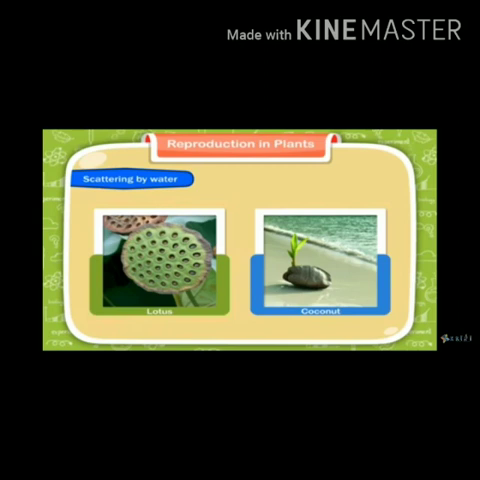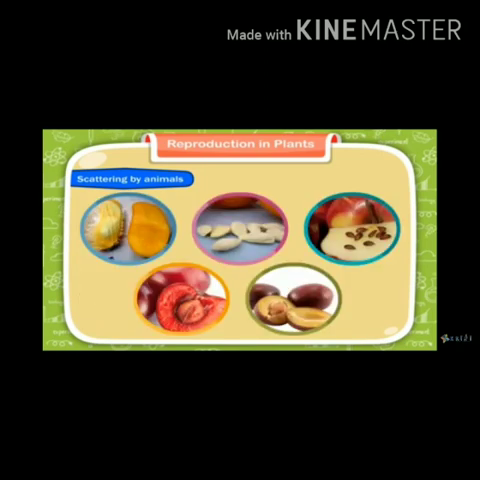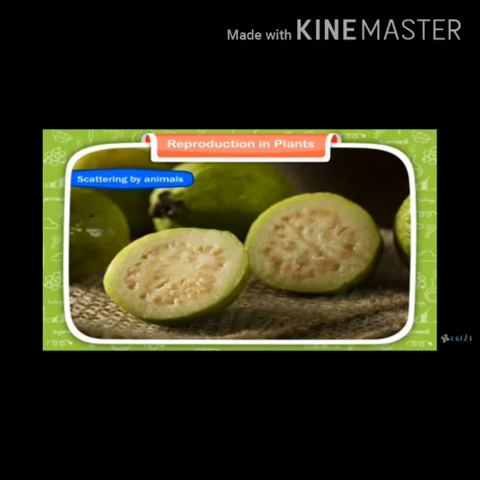Now we'll see the dispersal of seeds by animals. Humans and animals eat fruits that contain seeds. We throw away the seeds after eating fruits like mangoes, oranges, apples, cherries and plums. The small hard seeds of guava, etc., are thrown out of our bodies with the waste. All such seeds are carried far away from the parent plant.